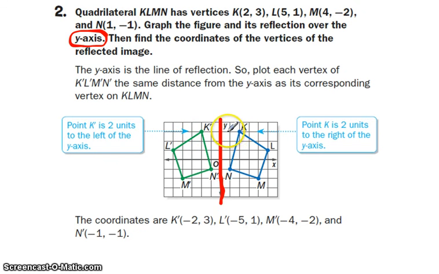This point K is 2 units from the line y, which means K prime has to be 2 units from the reflection line. Same thing with each point. And all you have to do is count. Like point M is 1, 2, 3, 4, which means M prime needs to be 1, 2, 3, 4 points away. Okay? So right now, pause the video and I want you to try your got it problem.